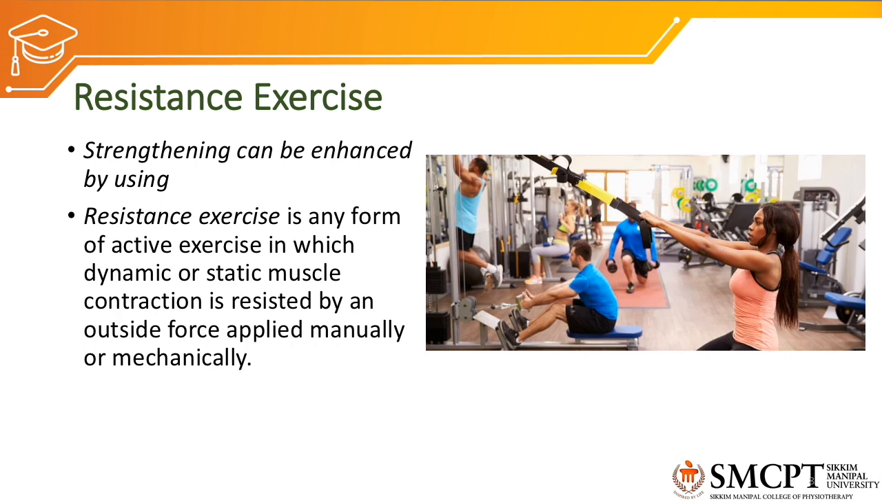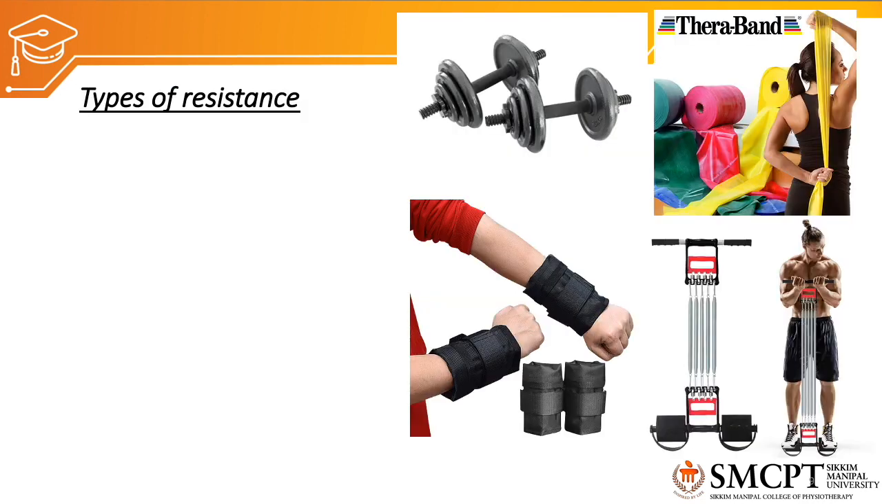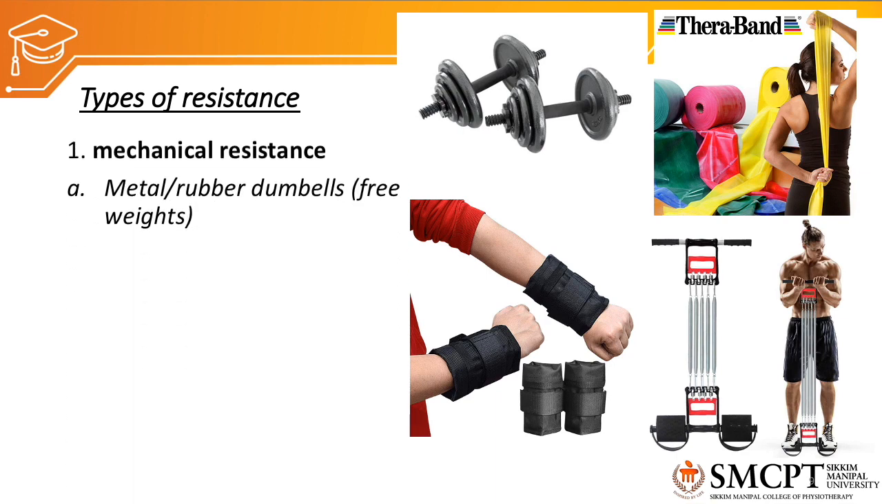So let us discuss the types of resistance. There are various types of resistance. Number one is mechanical resistance, under which we can use metal dumbbells or rubber dumbbells as a resistance or any free weights. Second type of resistance that we can use is theraband or theratube.